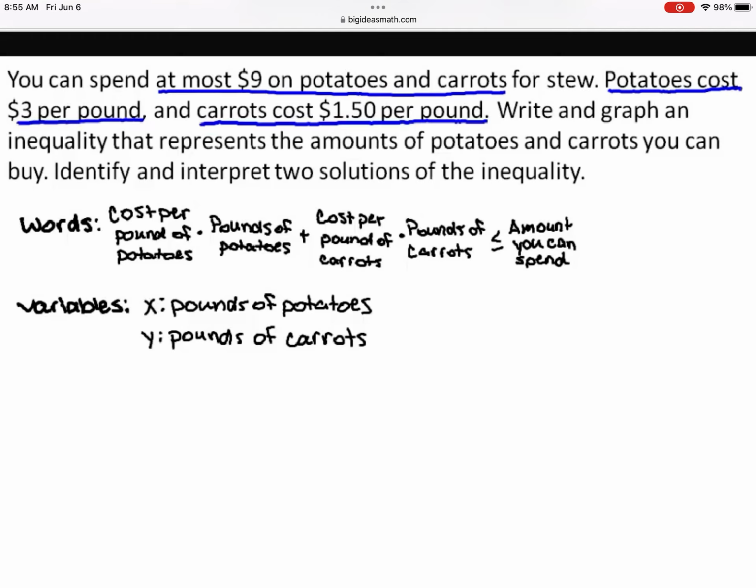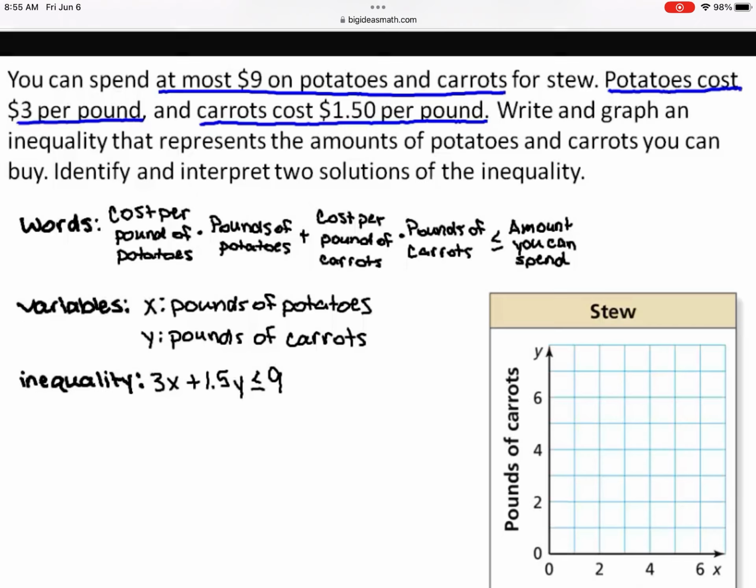Substituting 3 for the cost per pound of potatoes, x for the number of pounds of potatoes, 1.50 for the cost per pound of carrots, y for the number of pounds of carrots, and 9 for the amount you can spend, your inequality is 3x plus 1.50y is less than or equal to 9.